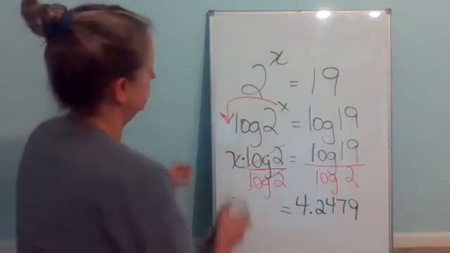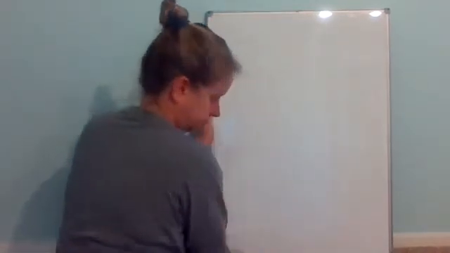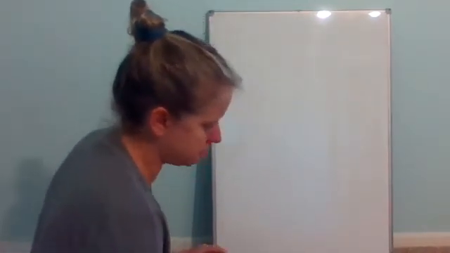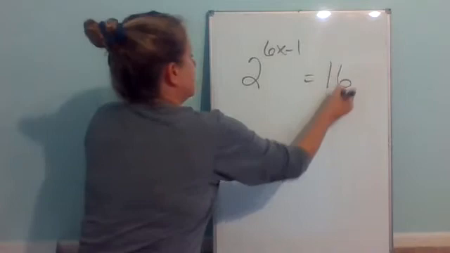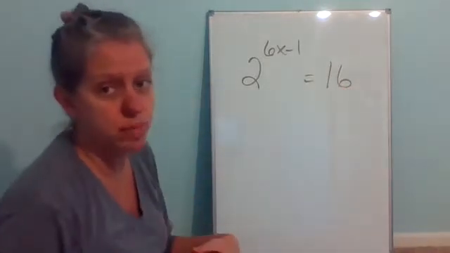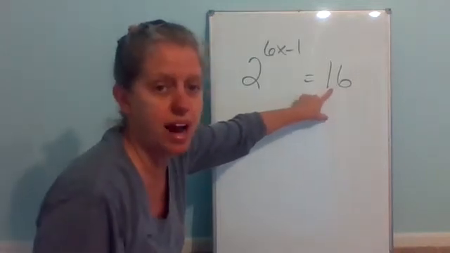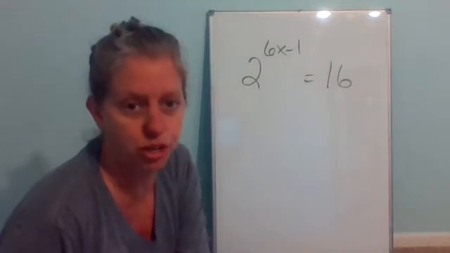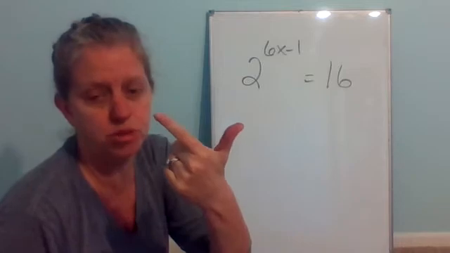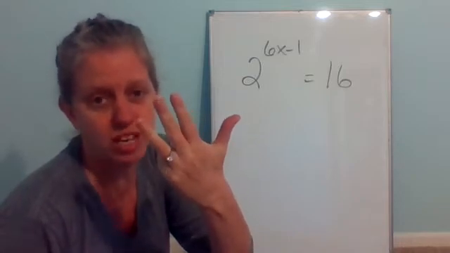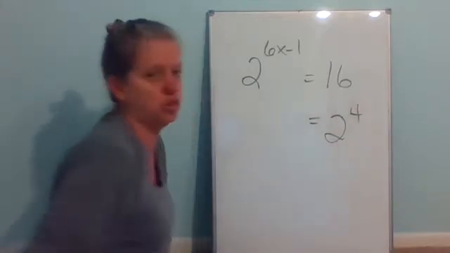Right? Number 4. I have 2 to the 6x minus 1 equals 16. So remember, the first thing you're going to do, because it's easier if you can do it, is check this side. Can I rewrite this side as a base of 2? I can't. What is 2 to the 4th power? 2 times 2 is 4, times 2 is 8, times 2 is 16. So I can rewrite this 16 as 2 to the 4th power.